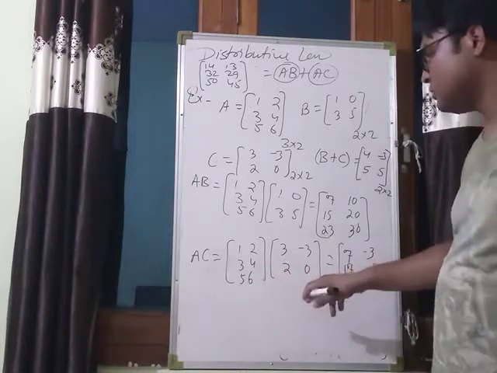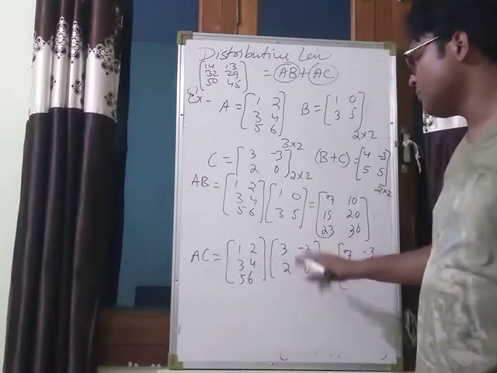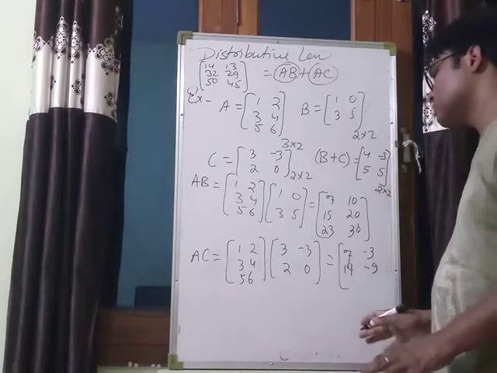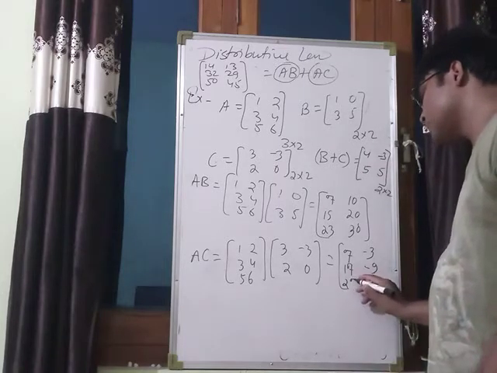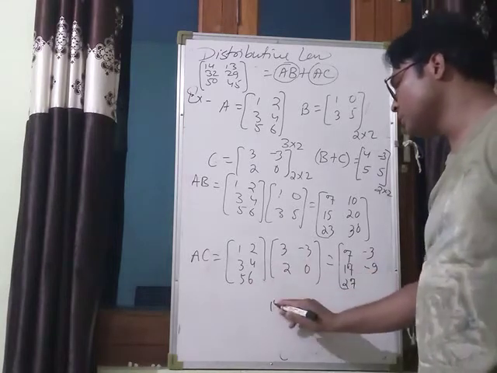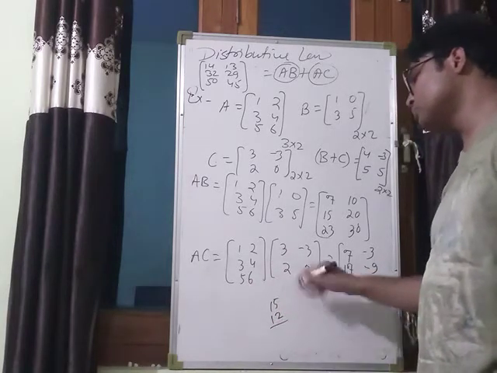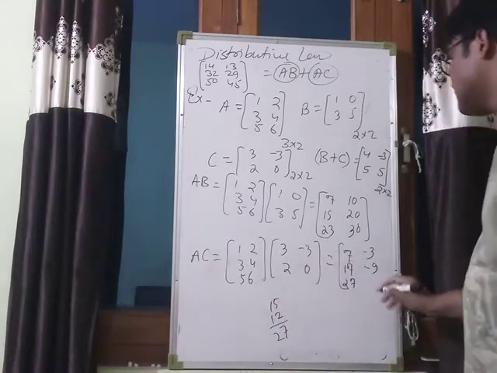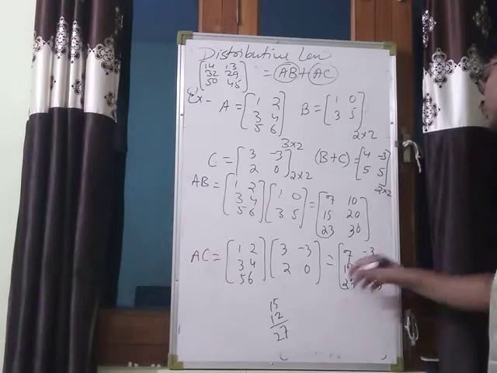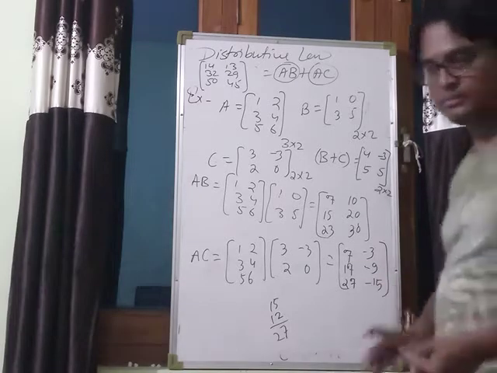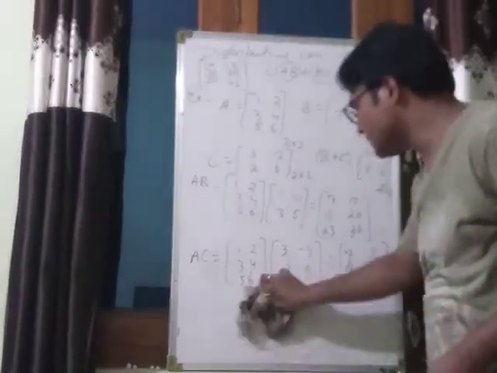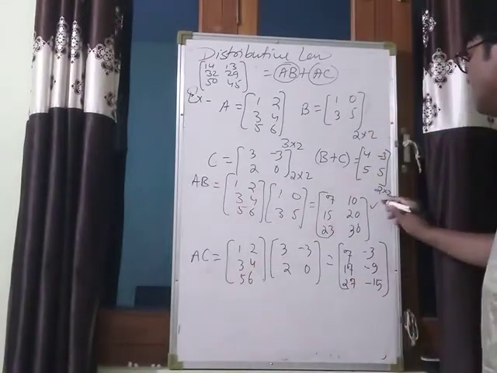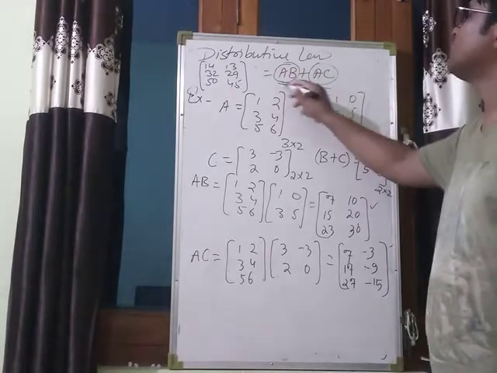Third row, this one. 5 into 3, 15. 6 into 2, 12. 15 plus 12, 27. And 5 into minus 3, minus 15. And 6 into 0, 0. So that is AC. See, this one is AB, this one is AC. Now after that we have to find out their sum.